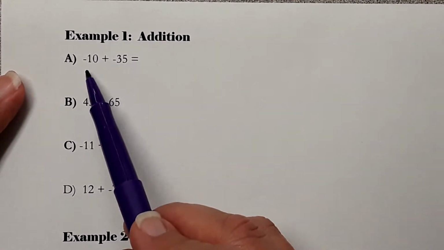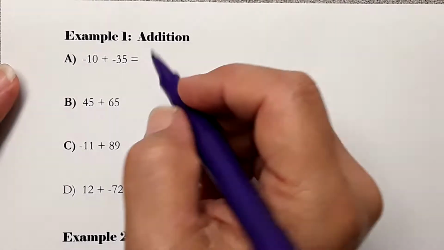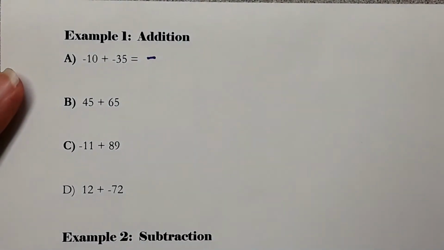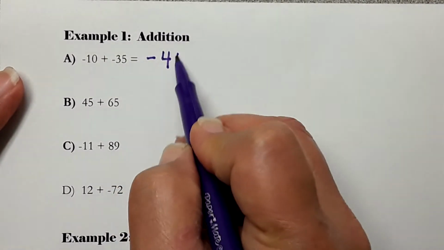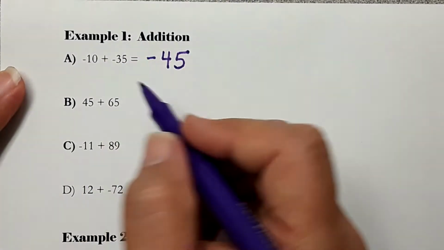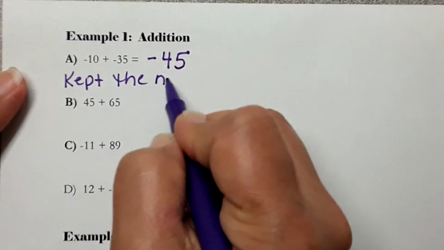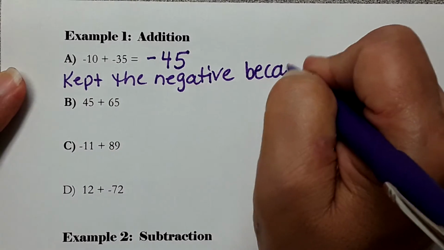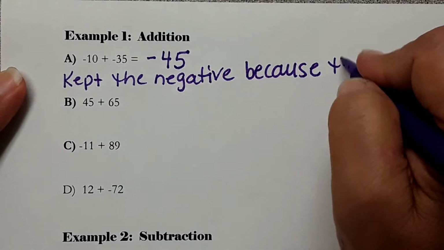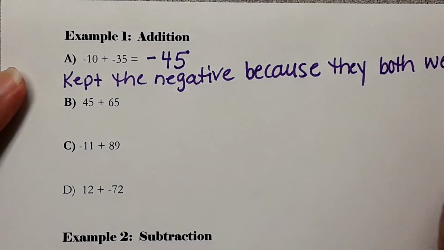So I have -10 and -35. Are those the same signs? Yes, they're both negative, so I'm going to keep the sign. I'm going to make it negative, and now I'm going to add 10 and 35. 10 plus 35 is 45. So we kept the negative because they both were negative.